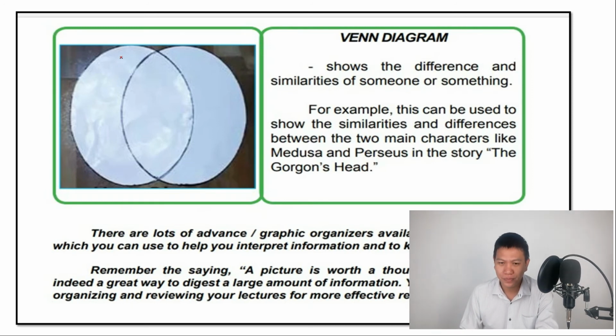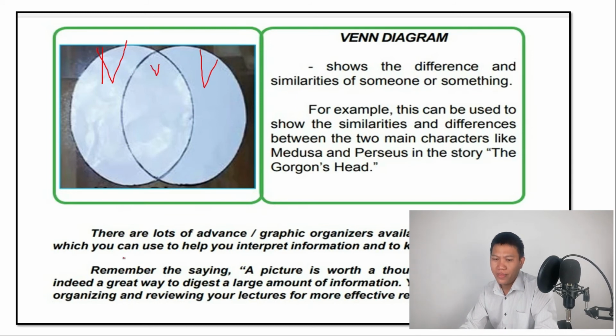So you can write here the unique characteristic of A and then of B. Their unique characteristics, their contrasts or their differences. And then here in the middle, since it coincides here, you have to write the comparisons or the similarities. Okay?